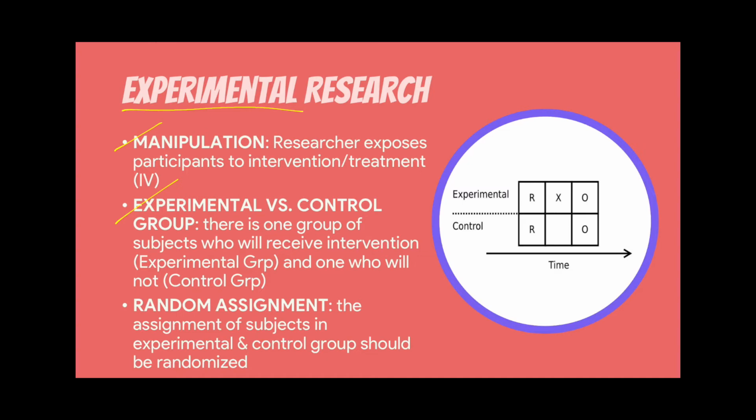The third element of an experiment is random assignment. This means that the assignment of subjects to the experimental or control group should be randomized. For example, you have a group of 60 athletes that you want to include in the study, and you divide them into two groups of 30, 30 for the experimental group and 30 for the control group. The selection of the athletes should be randomized so that we are sure that the distribution of the athletes is normal for both groups, so that they are really comparable.